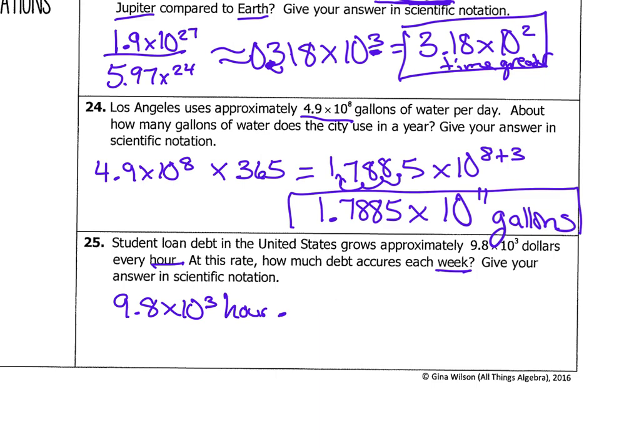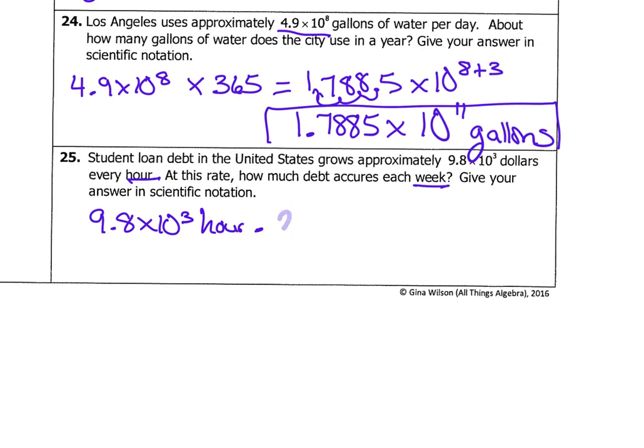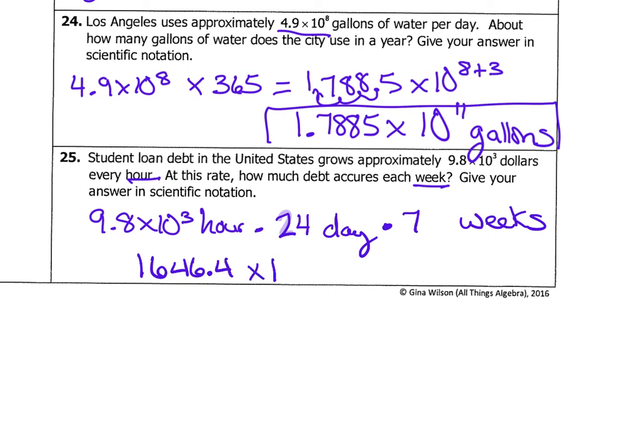Sorry, it's not reading very well. Times 24. Oh, that's because I had a highlighter. That's why it wasn't working. Times 24 equals. So that will give us how many days, right? And how many days are in a week? 7. Times 7. If we multiply all those, we'll get weeks, right? So 9.8 times 24 times 7 is 1646.4. Times 10 to what power? The third. Okay, now we need to make it scientific notation.